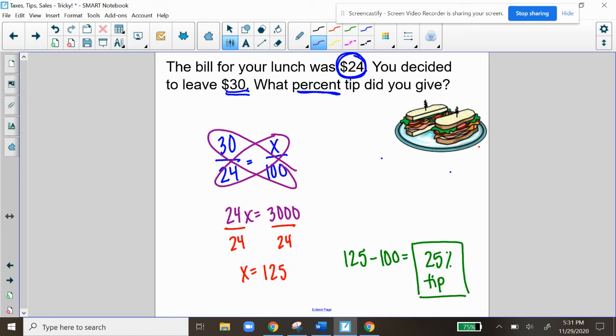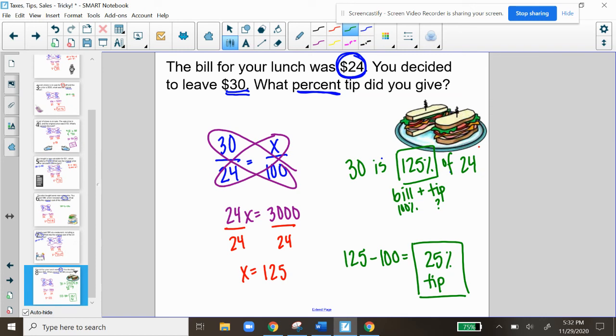But remember, that's another way of saying that 30 is 125% of 24. But that 125% right here includes the bill and the tip. So I want to go backwards and I want to take away the bill, which is the 100%, and I want to figure out what's just the tip. And so if you'll see in the bottom there, I did that subtraction, which shows that my tip is 25%.